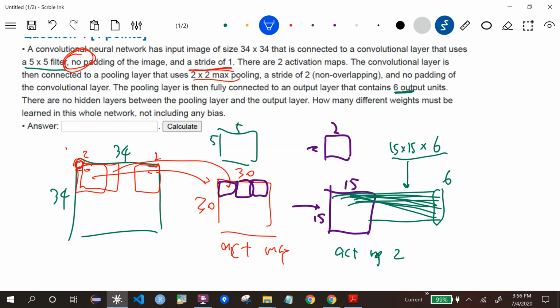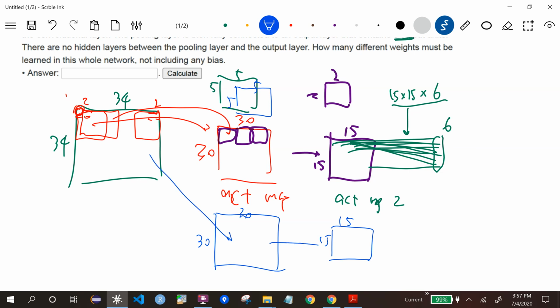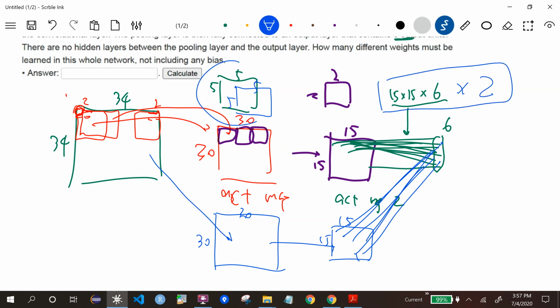The problem is there's an additional statement: there are 2 activation maps. So what it means is there are 2 parallel things, with another activation map with the same size, another one with 15 by 15. So basically we're using a different filter. We have another 5 by 5 filter that filters all of these to get another set of activation maps. And these activation maps are fully connected with the output layer as well. So we have 2 of these, and we have a 5 by 5 filter for which we need to estimate all of the weights, and we have 2 of these as well.